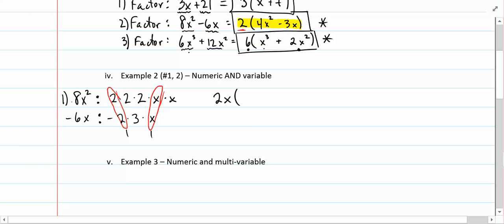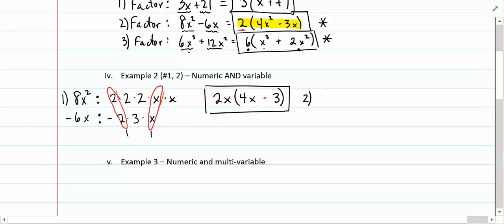What's left behind after we factored out a 2 and an x from 8x squared is two 2's, which multiply together to make the 4, and 1x. And what's left behind from the negative 6x after we factor out a 2 and an x is the number negative 3. This would be a completely factored answer for the problem above.